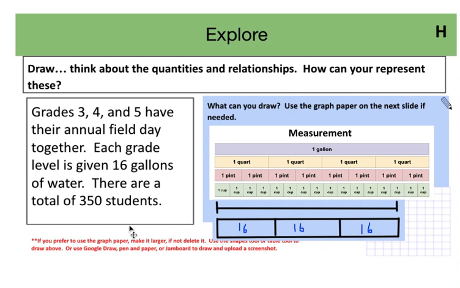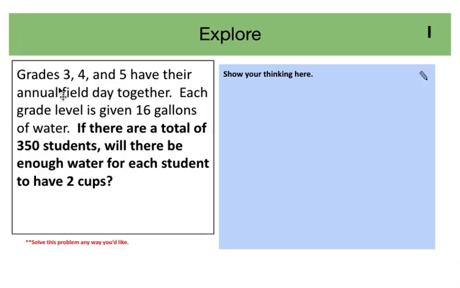All right, now that we've kind of studied this problem quite a bit, let's take a look at what the actual question is for this problem. It says grades 3, 4, and 5 have their annual field day together. Each grade level is given 16 gallons of water. If there are a total of 350 students, will there be enough water for each student to have 2 cups? So go ahead and answer this question. When you're ready, you can go ahead and unpause.